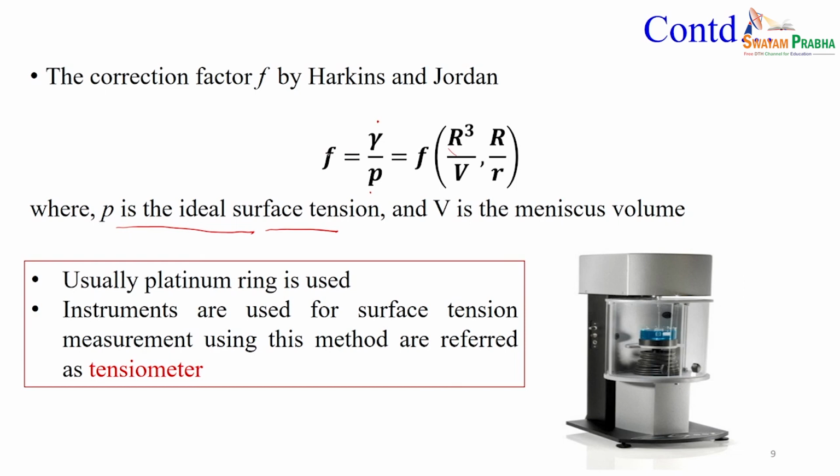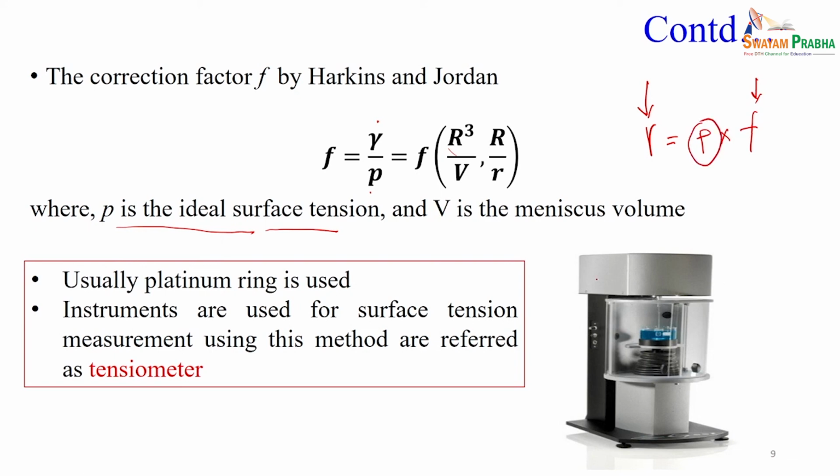So, if you multiply P with the correction factor, it means gamma is equal to P, the ideal surface tension, into the correction factor. So, if you can calculate the correction factor, you should be able to calculate the ideal surface tension. So, this is the measured surface tension, this is the correction factor. So, you should be able to calculate the ideal surface tension.